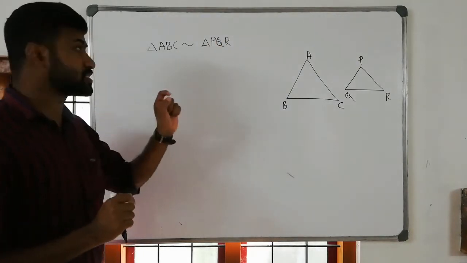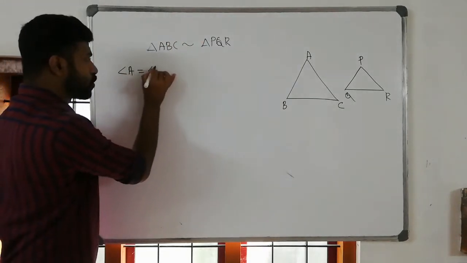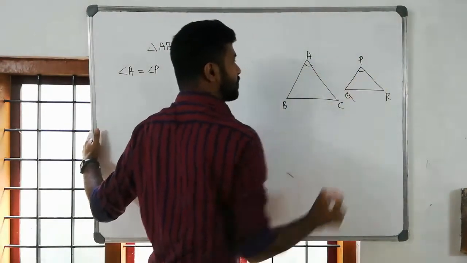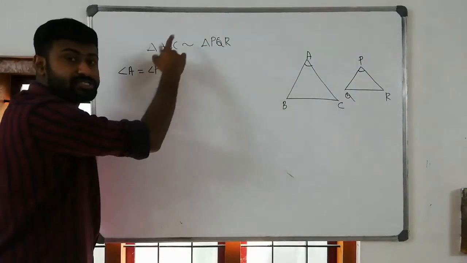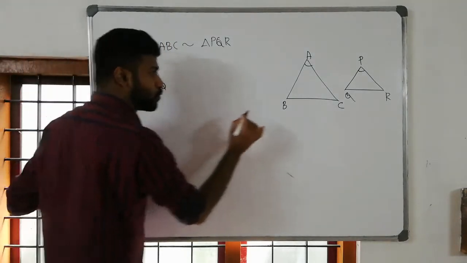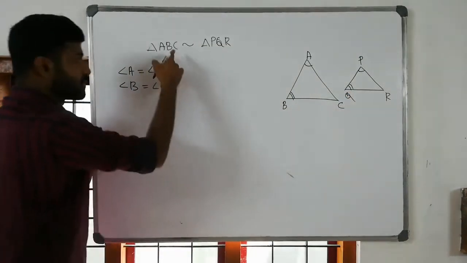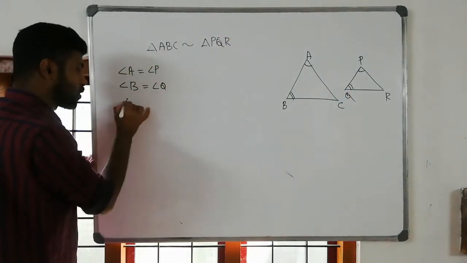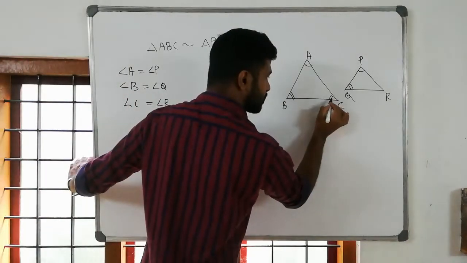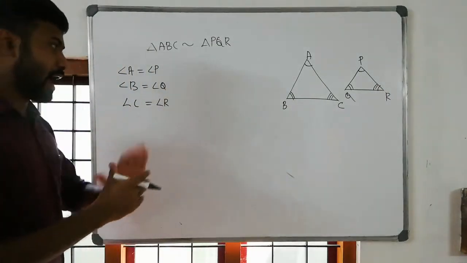Then the angles at the first vertex are equal, that is angle A equal to angle P. Then the angles at the second vertex are equal, angle B equal to angle Q. Then the angles at the third vertex are equal, that is angle C equal to angle R. So these are the corresponding angles.